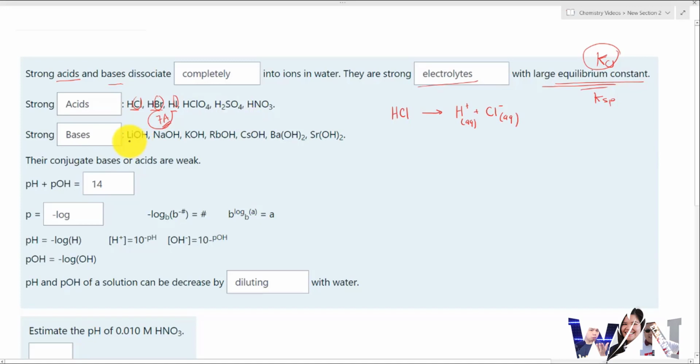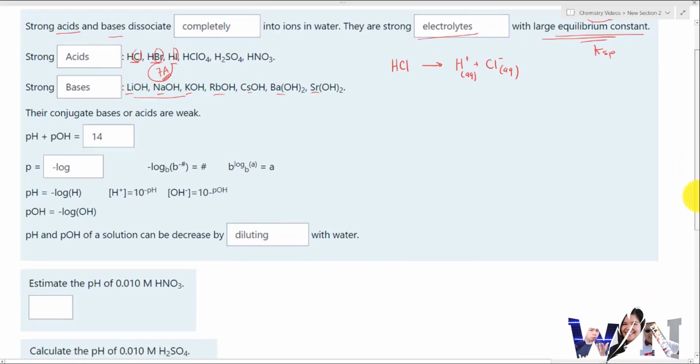The same thing with the bases. You see group 1A right there, and then group 2A. Okay, as you can see, those are strong acids and strong bases, and you have to memorize them. You have to be familiar with them, because solving problems with strong acids and strong bases is very different than solving problems with weak acids and weak bases. It would completely change everything.